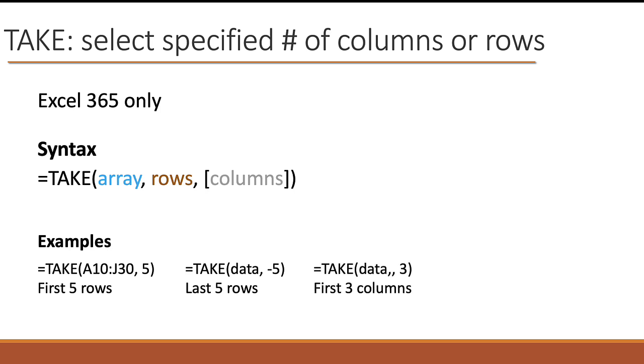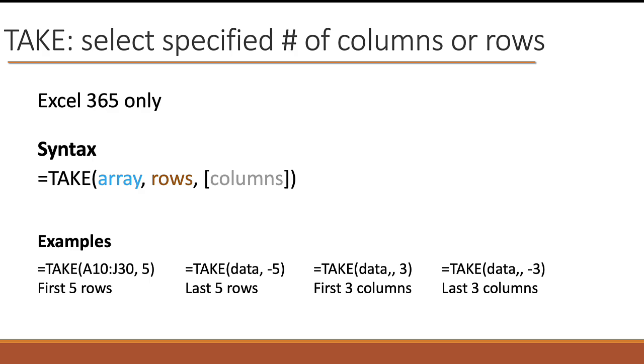If I say equals take and look at data and 2 commas and 3, what that means is that second comma is looking at columns. So if there's nothing before that comma, it means I don't care about the rows, and 3 means go and get 3 columns. So that's how you could get columns and not worry about rows. And if I say equals take and look at that area and have empty for rows, and at minus 3, it means go and get the last 3 columns.